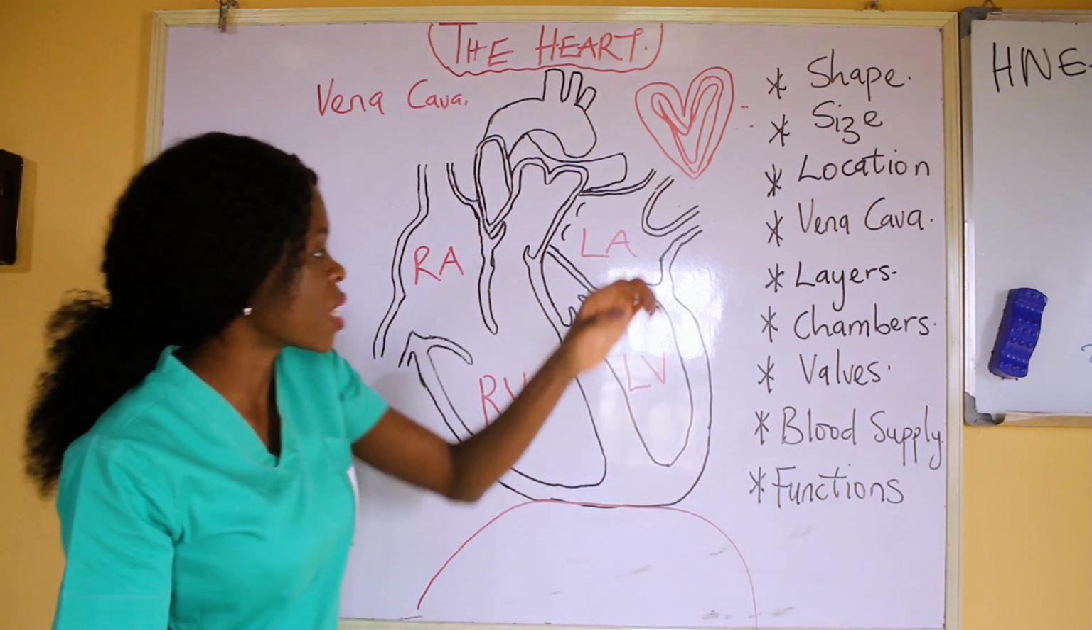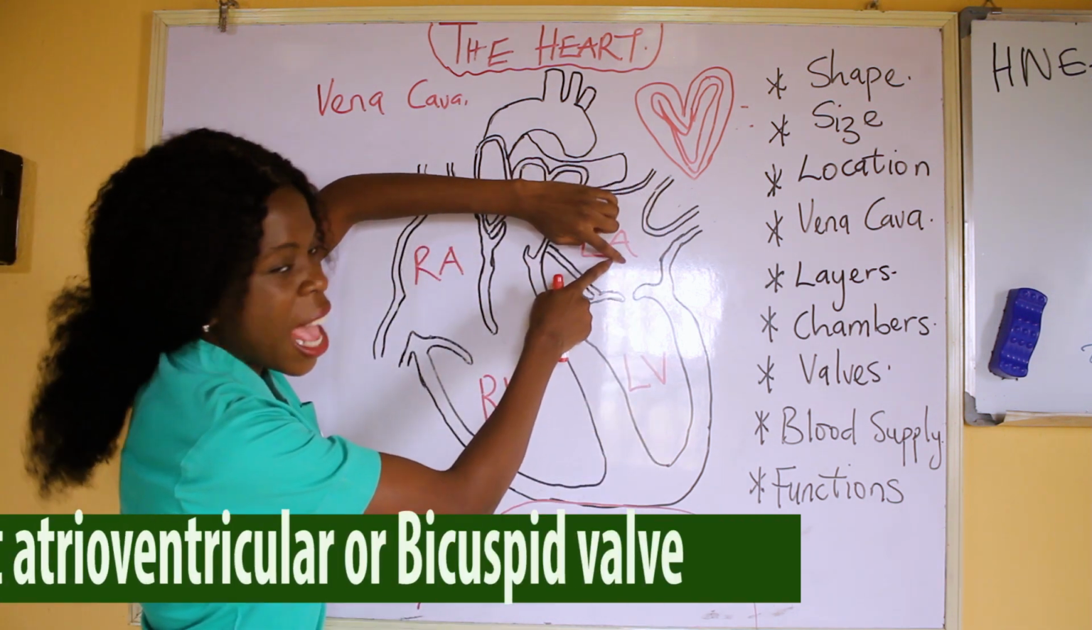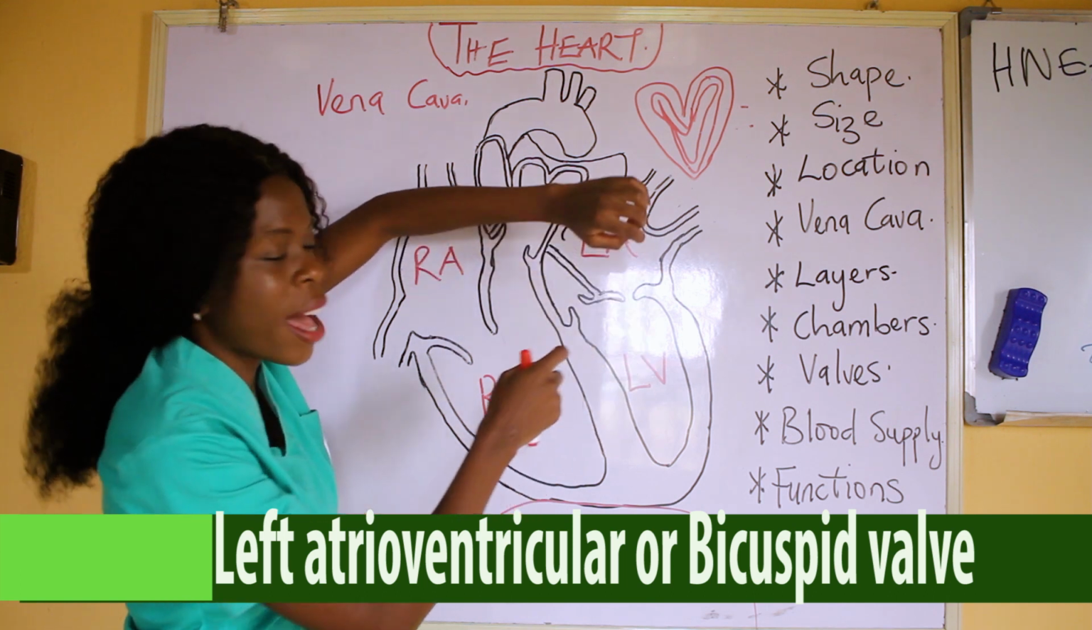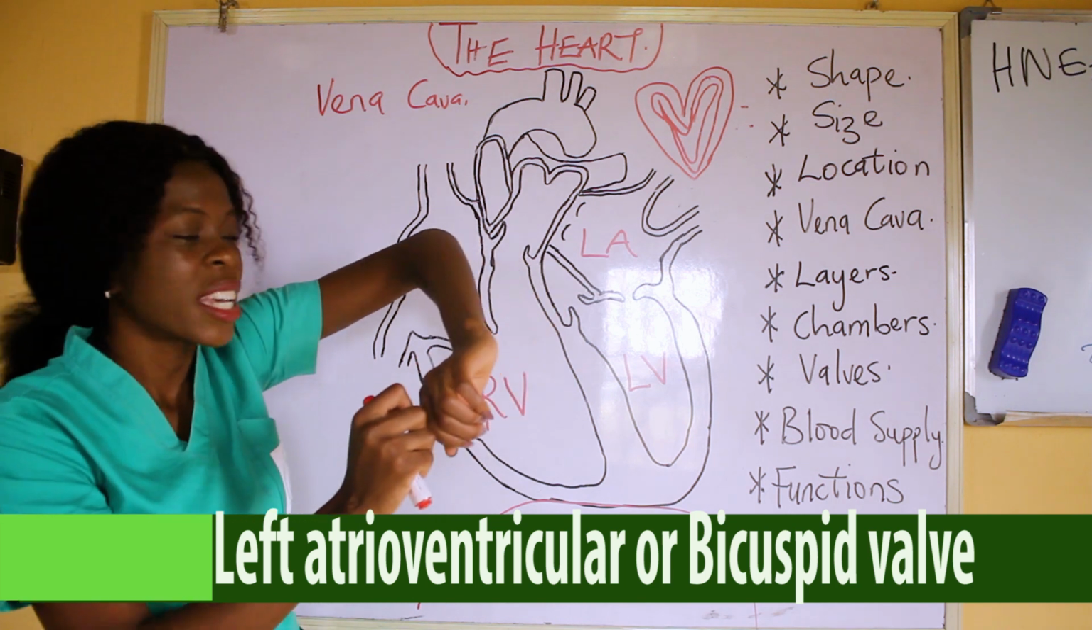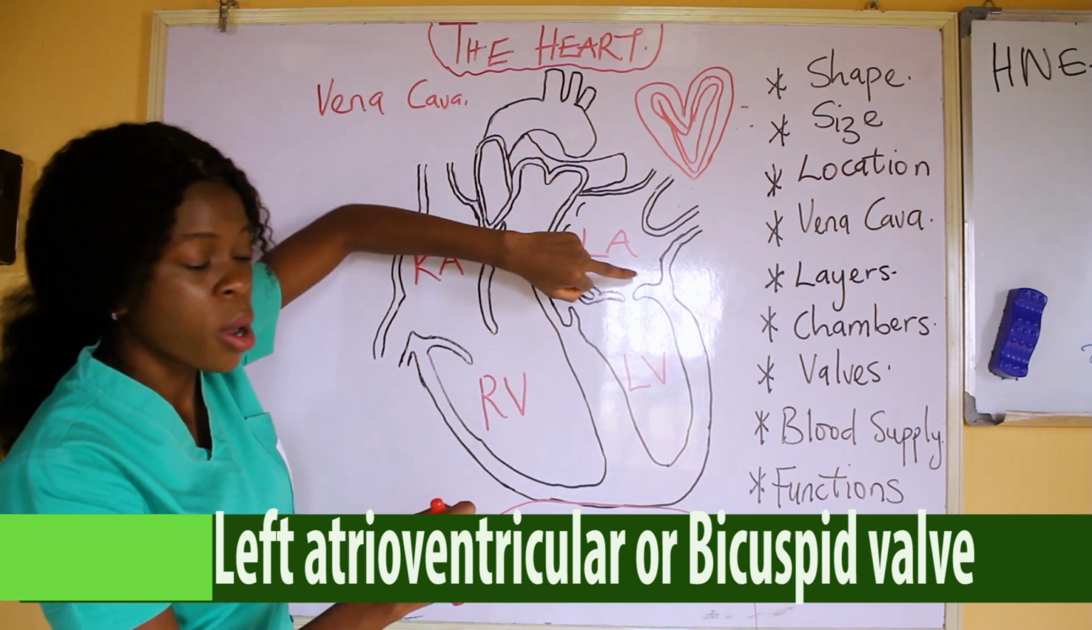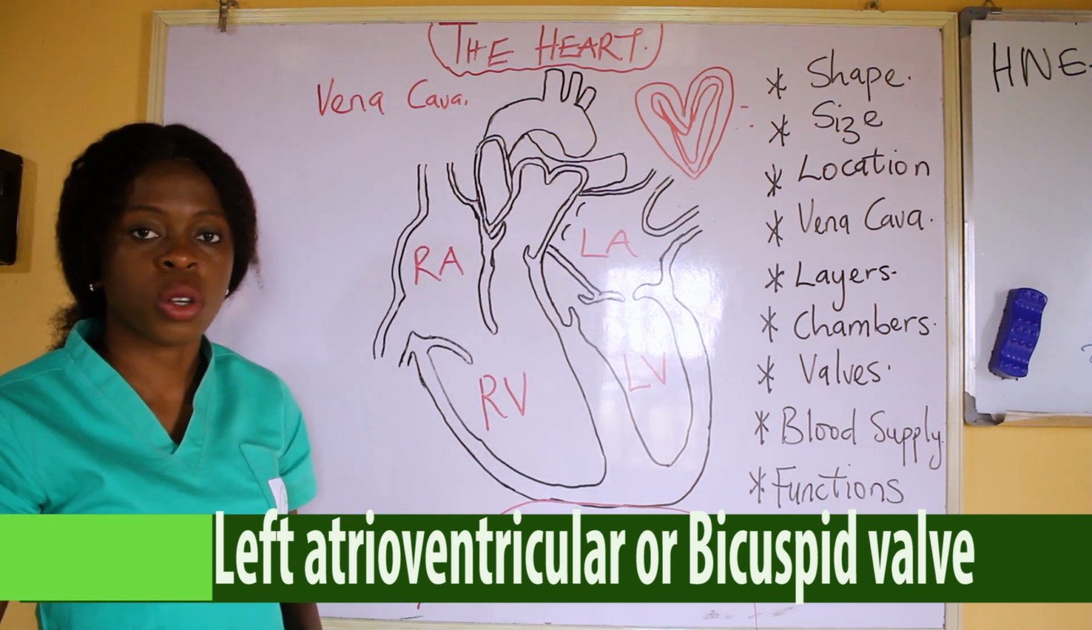Then the other we have is the left atrioventricular valve. It separates the left atrium from the left ventricle.